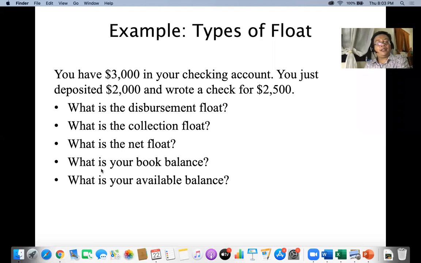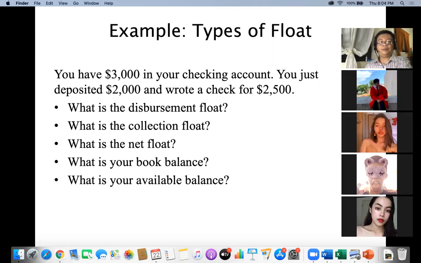How about how much is your available balance? Malamang ito ay nag-check ka pa lang to. Wala pa tong float, no? Kasi ito ay deduction pa lang. How much would be the available balance? 3,000 plus... What is the available balance? 7,500 po ba? Kasi outstanding pa po yung check. Alright, very good because of the 7,500.